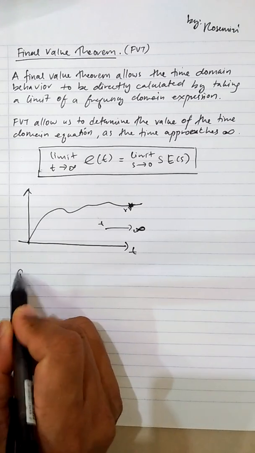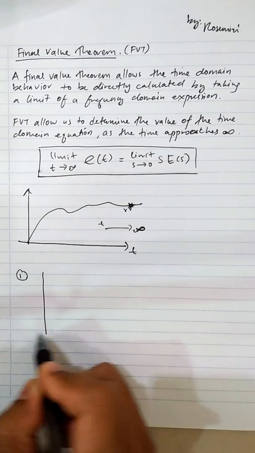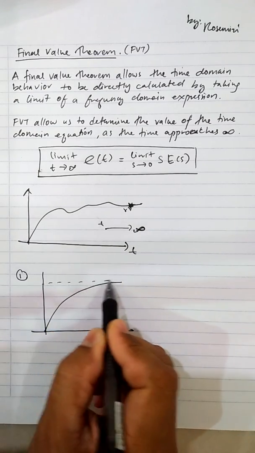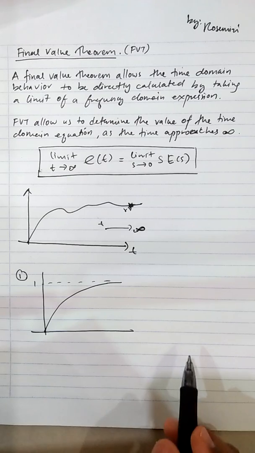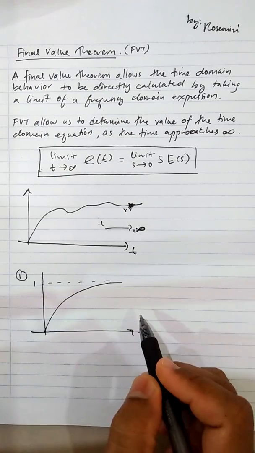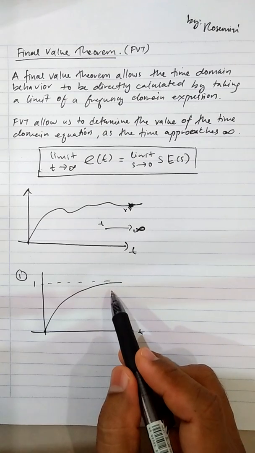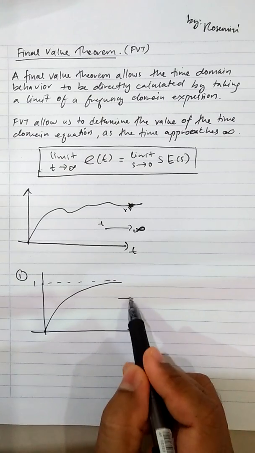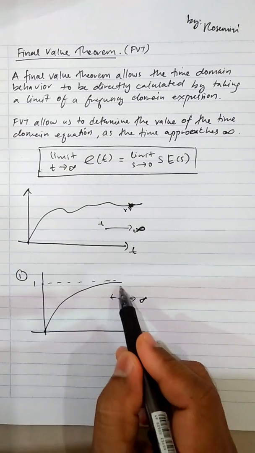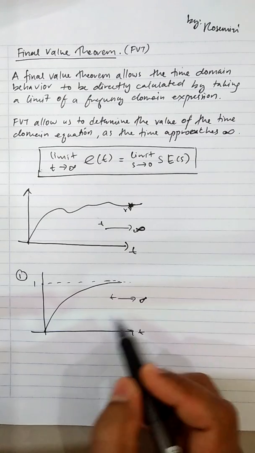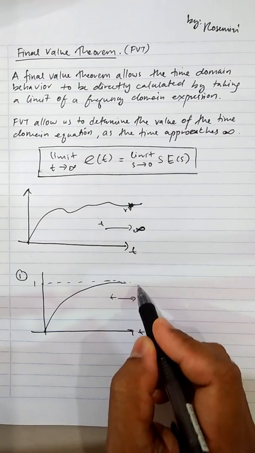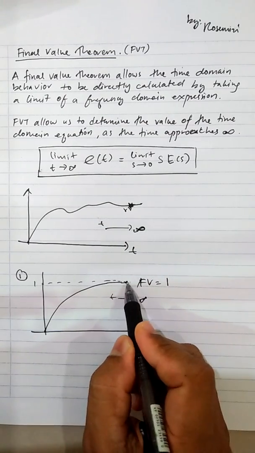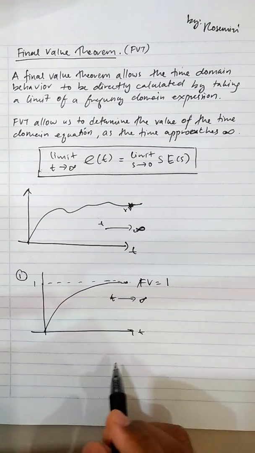For the first response, like this. In this graph, we can see that the output is approaching 1 when time approaching infinity. So in this graph, the final value of the output is 1. Final value of the output is 1 when time approaching infinity.